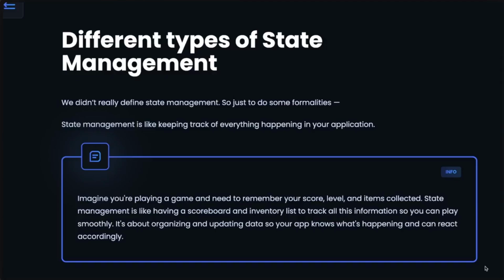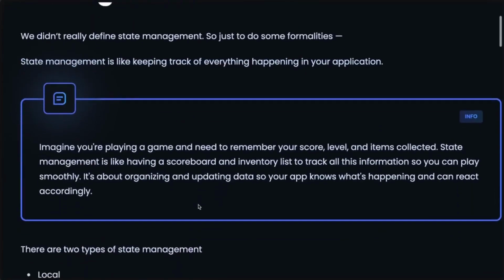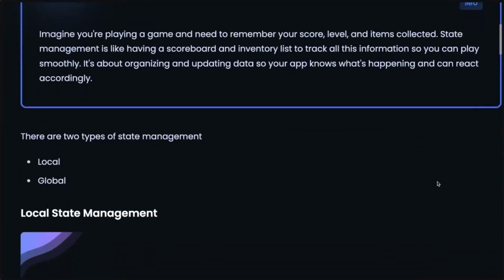Now that you've reached that paradigm shift where you've been first asking yourself whether you need to implement state management in the first place, let's discuss some different types of state management. In simple words, state management is like keeping track of everything happening in your application. A very good example of that is playing a video game, where you need to remember your score, your level, the items you collected. It's like having the entire inventory list to track all of this information so you can play smoothly. Primarily, it's about organizing and updating the data so your app knows what's happening and can react accordingly.